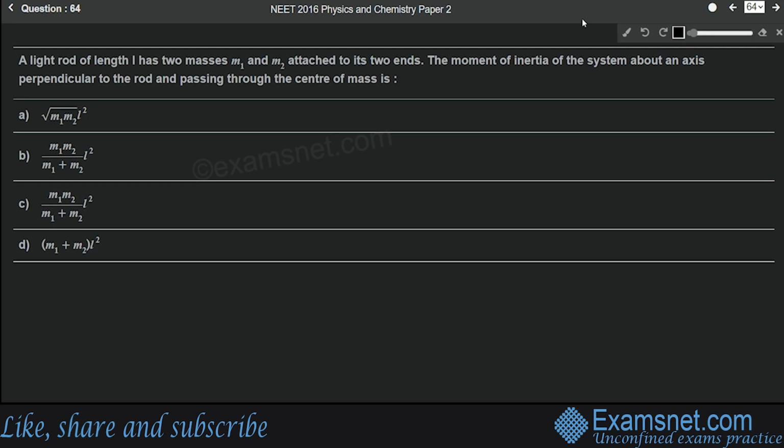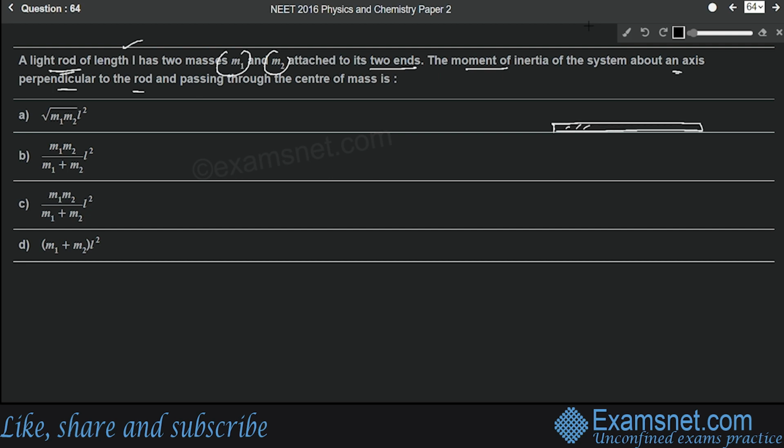Question number 64 is again from the chapter Systems of Particles and Rotational Motion, and the question is: a light rod of length L has two masses m1 and m2 attached to its two ends. The moment of inertia of the system about an axis perpendicular to the rod passing through the center of mass is? Okay, so we have a rod of length L.